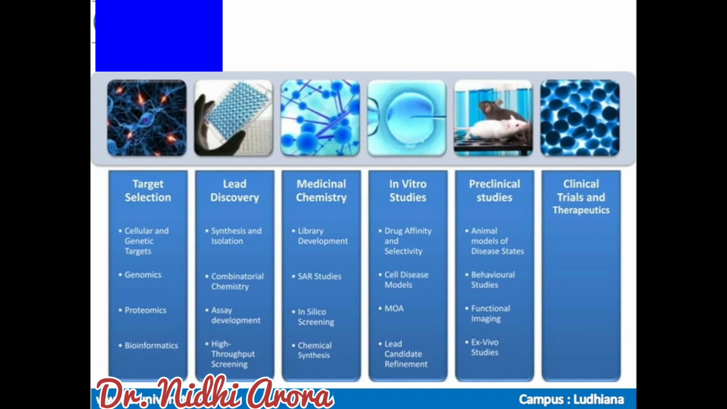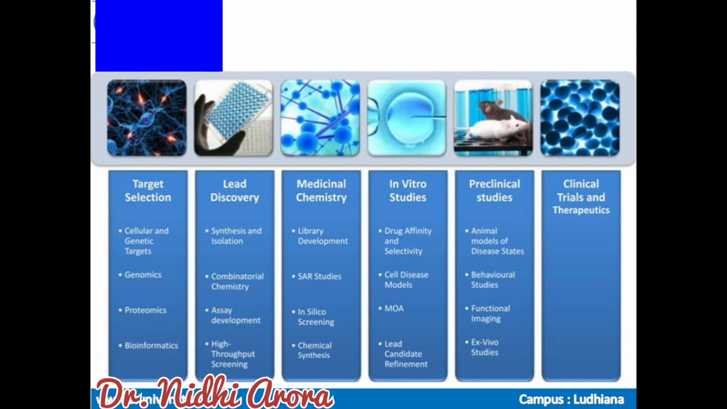So first is target selection, which covers cellular and genetic targets, genomics, proteomics, and bioinformatics. In bioinformatics, there is a huge scope. In lead discovery, first is synthesis and isolation, and combinatorial chemistry, and then assay development and high throughput screening, also called HTS. And in medicinal chemistry, library development and SAR studies. SAR is basically structure activity relationship. And after that, in silico screening and chemical synthesis.